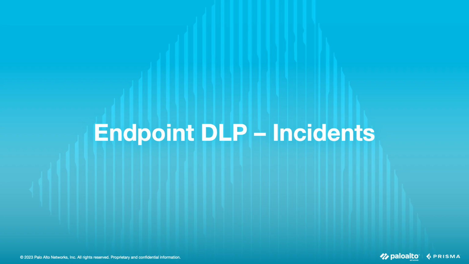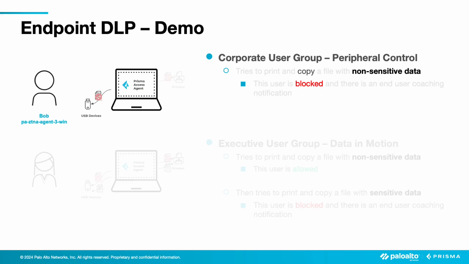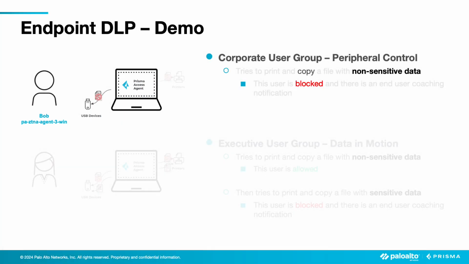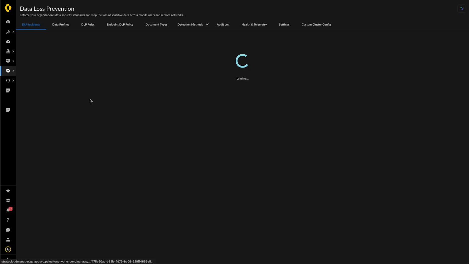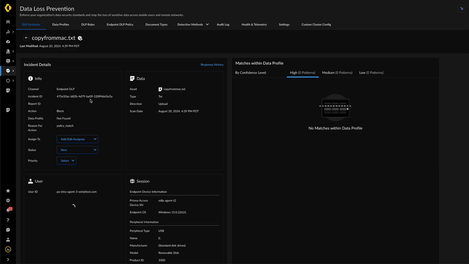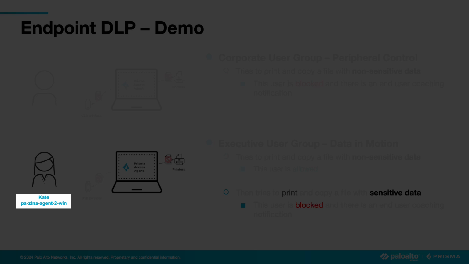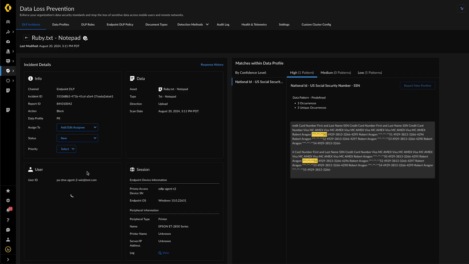Let's examine the incidents generated by the two users as the results of policy violations. First incident is the peripheral control for Bob with username PAZTNA Agent 3Win, blocking the copy of a non-sensitive data to a USB drive. Navigate to the DLP incidents and click on the incident ID. In the incident details, you find the user ID, peripheral type USB, and action block. Next incident is the data in motion control for Kate with username PAZTNA Agent 2Win, blocking the printing of a document containing sensitive data.